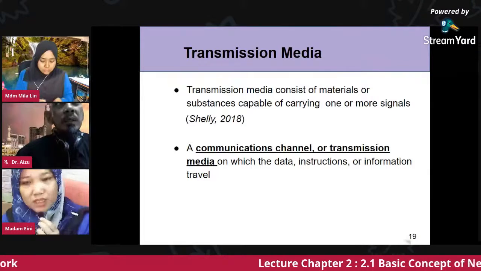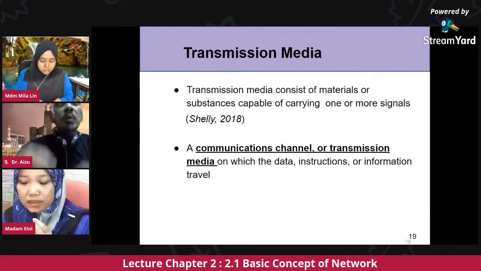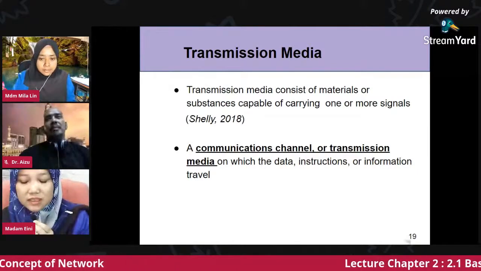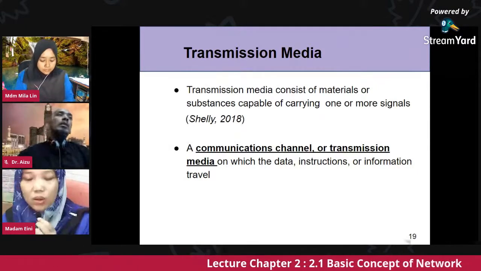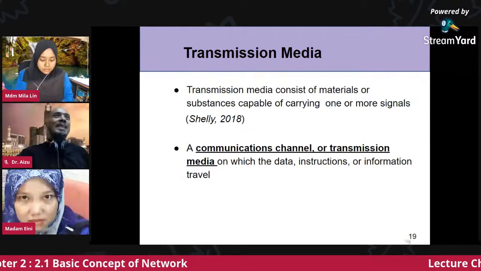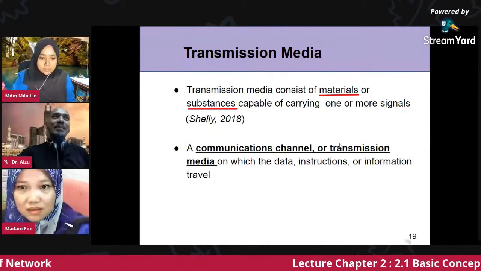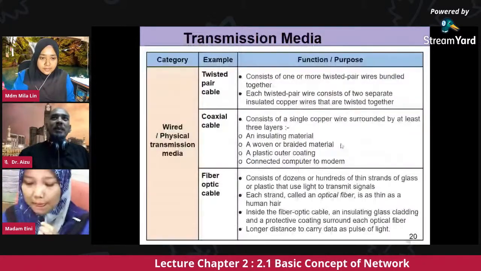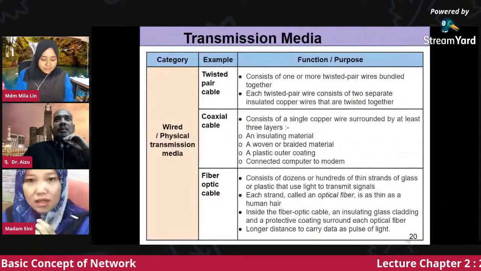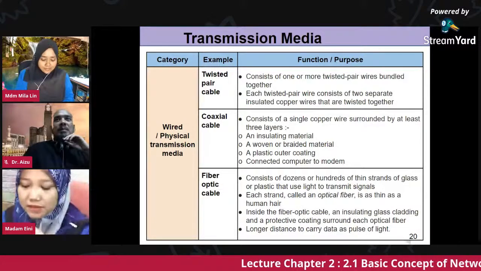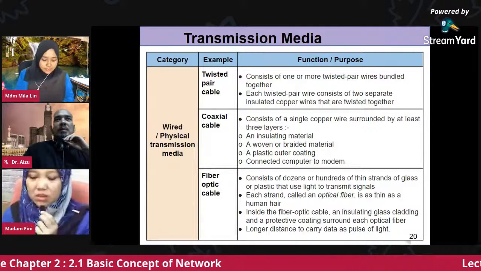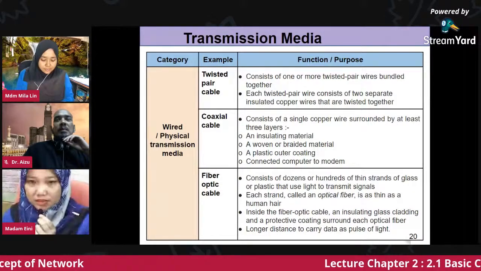So for transmission media, we have two types, or we call it categories. First is physical transmission media, and second is wireless transmission media. Now, let's look at the first transmission media, which is physical transmission media, or sometimes we call it wired transmission media.